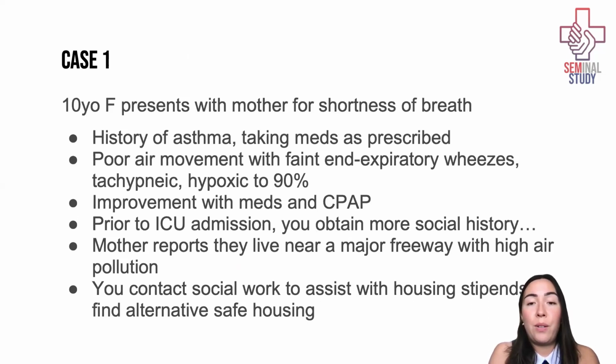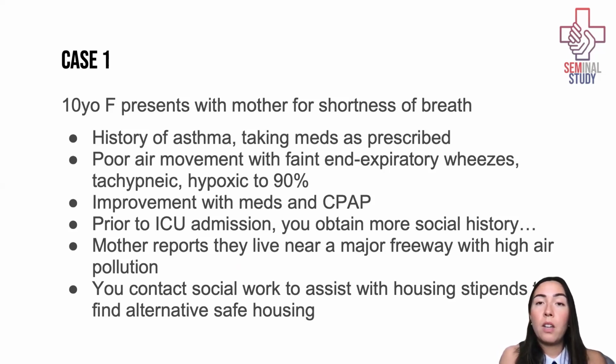Now let's talk about a few cases. The first case is a 10-year-old female who presents to your emergency department with her mother for shortness of breath. She has a known history of asthma, and she's taking her medications as prescribed. On exam, you are concerned that she is in respiratory distress. She is tachypneic and hypoxic to 90%, with poor air movement and faint expiratory wheezes throughout. She has mild improvement with medications and CPAP, so you decide to admit her to the PICU.